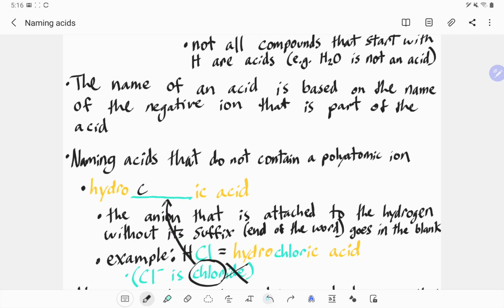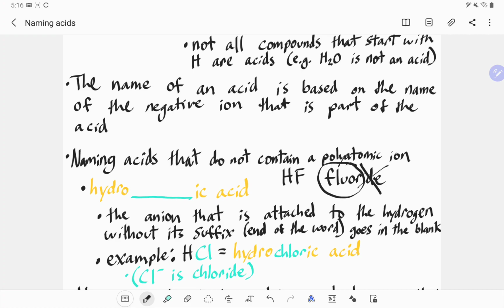Let's try another one. So that was our answer, hydrochloric acid. Let's try another one. What if we have HF? How would we do that one? Well, we have F, we identify that as fluorine or fluoride, since the F will have a negative charge, since it's bonded to a positively charged hydrogen. Anyway, it's fluoride, doesn't matter because we're canceling that ending anyway. Cancel the ending, and everything else is going to go in the blank.